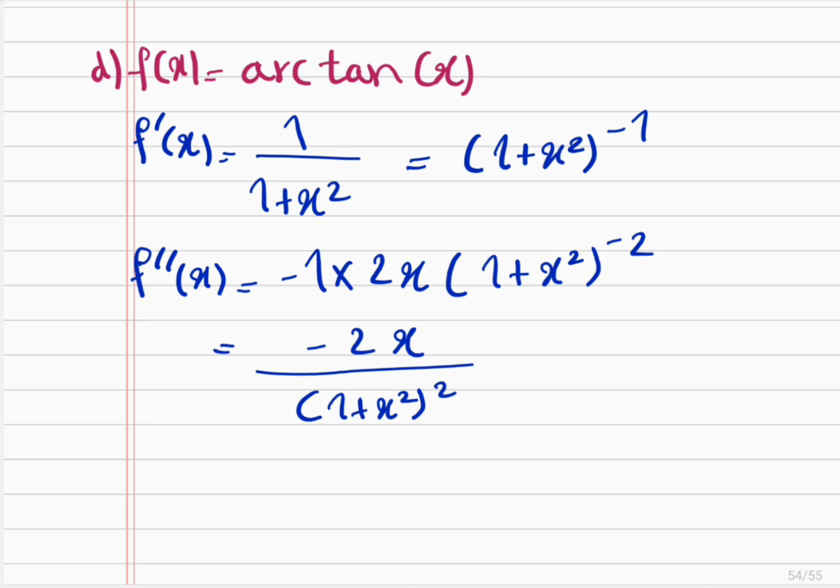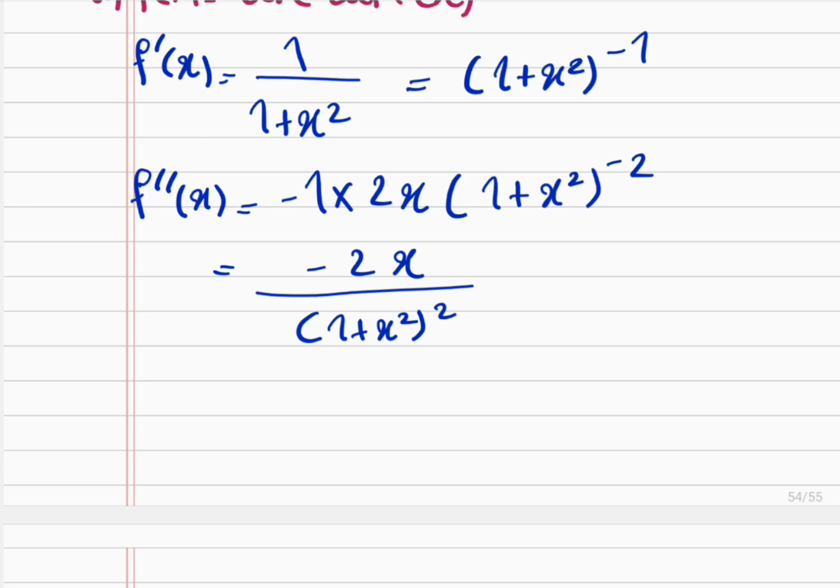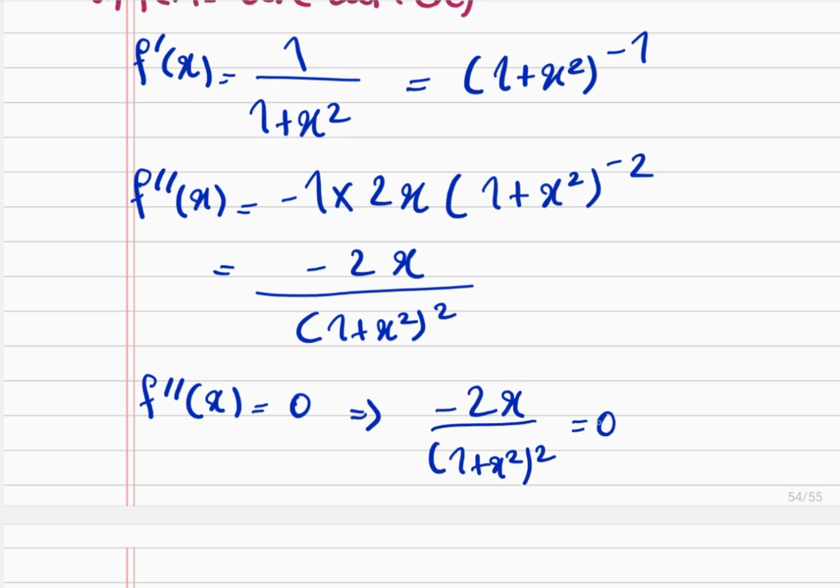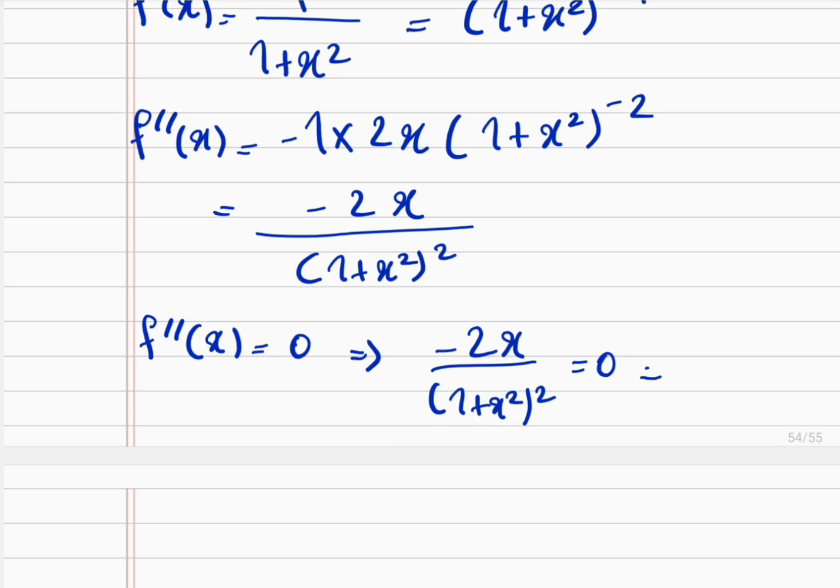So this is the second derivative. Once we get to this point, the next step is always setting the second derivative to 0 and then solving that equation. In this case, we want to find a point of inflection, so the first condition is that f''(x) must be 0. So we have minus 2x over (1 plus x squared) squared equal to 0, and cross multiplication gives us that minus 2x is equal to 0, which means x is equal to 0.